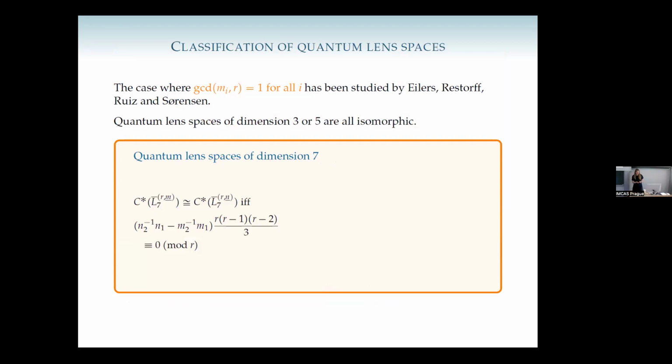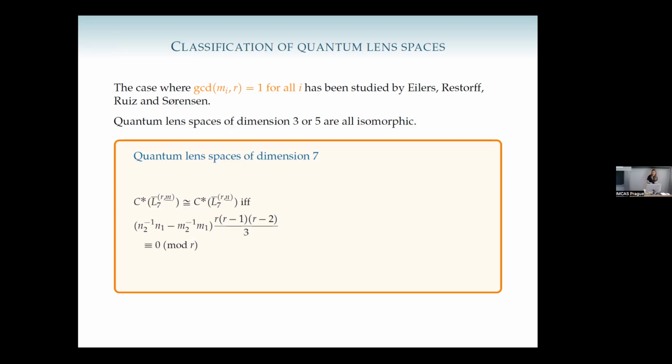So first of all, when Arlos, Westerf, Ruiz, and Sørensen wrote the first paper on this classification of graph-system algebras, they had these length spaces as an example, but in the case where the greatest common divisor is 1 for all the I. So meaning that in the graph, you have at each level just 1 vertex. And here they found out by just the procedure I said before, that for dimension 3 and 5, meaning that you're looking at SQ3 and SQ5, all the length spaces will just be isomorphic.